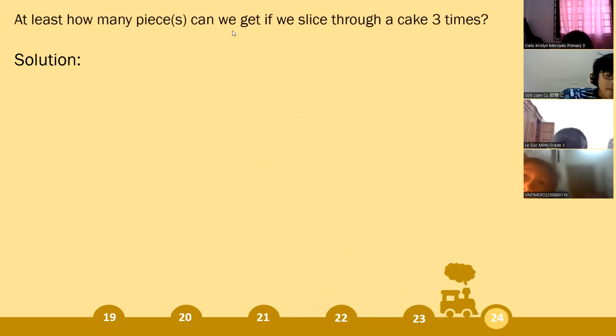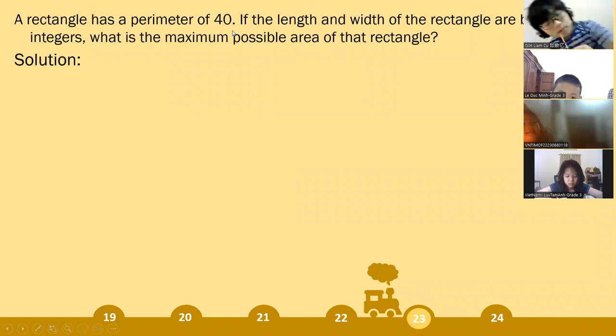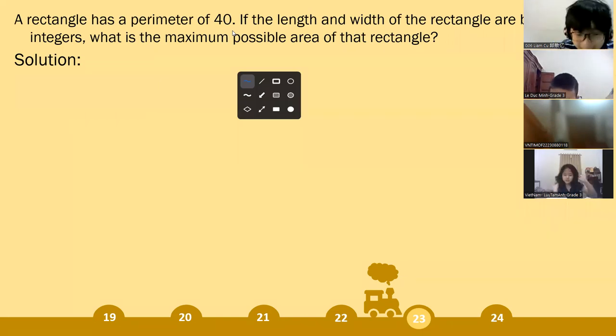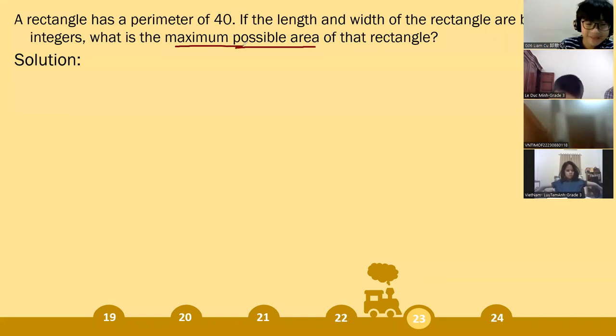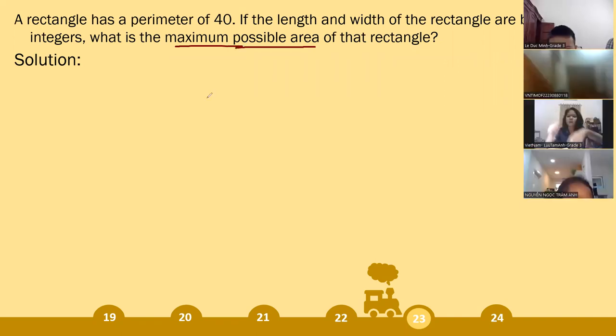At least how many pieces? Oh, this one. A rectangle has a perimeter of 40. If the length and width of the rectangle are both integers, what is the maximum possible area of that rectangle? Okay, to get the maximum area of a rectangle, we need to set the rectangle to be as close to a square as possible. Now, how to do that? In order for us to make a rectangle very close to a square, we need to set its length and width to be very close.